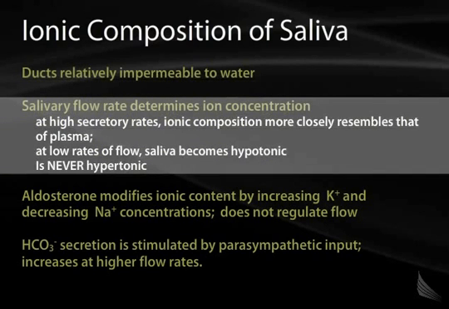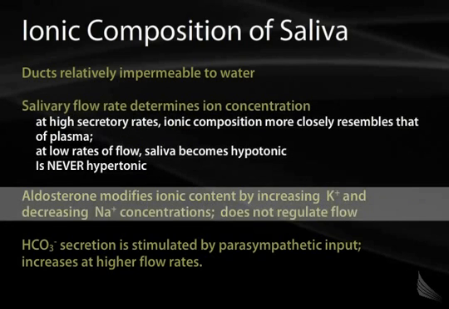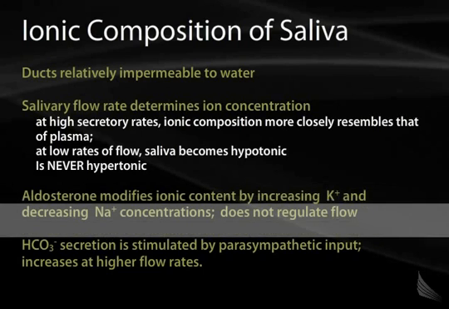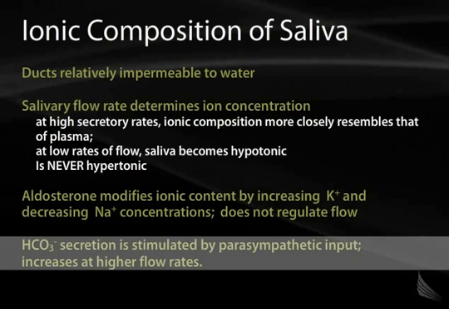This is important because the salivary flow rate therefore determines ion concentration. At high secretory rates, ionic composition more closely resembles that of plasma, as this is what's present in the acini at the time of secretion. At low rates, saliva becomes more hypotonic. Saliva is never hypertonic. Aldosterone also modifies ionic content by increasing potassium and decreasing sodium concentrations, as it does in the kidney. It does not, however, regulate flow. Bicarbonate secretion is stimulated by parasympathetic input and increases at higher flow rates.